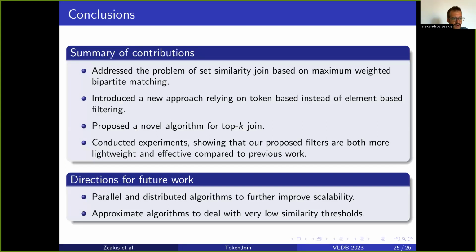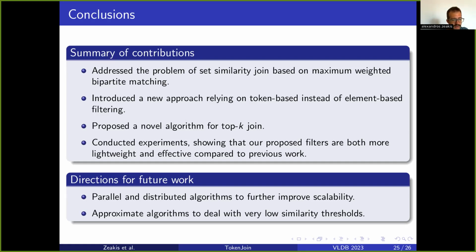Finally, summarizing contributions. First, we addressed the problems of set similarity join based on maximum weighted bipartite matching. We introduced a new approach that relies on token-based filters rather than element-based ones. We have also proposed a novel algorithm for token join, which outperforms the baseline methods. Finally, we conducted experiments that show our proposed filters are both more lightweight and effective compared to previous work.